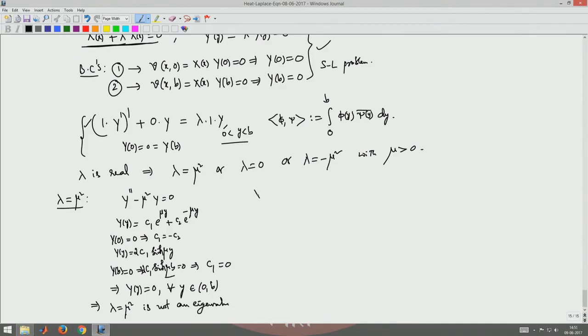The same way you can see that lambda equal to 0 is also not an eigenvalue. So y double dash, lambda is 0, so you have this one. So y of y is actually c1 y plus c2. A general solution, y of 0 is 0 will give me c2 is 0. So this has gone. y at b equal to 0 will give me c1 b is 0, that gives me c1 has to be 0. So that means this is also gone. So completely 0. So this implies lambda equal to 0 is not an eigenvalue.